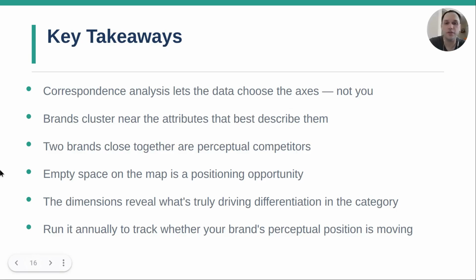Six things to take with you. Correspondence analysis lets the data choose the axes rather than you choosing them, which means it reveals the actual structure of your market rather than confirming your assumptions about it. Brands cluster near the attributes that best describe them. Proximity means association. Two brands sitting close together are perceptual competitors, regardless of their actual product differences. Empty space on the map is a positioning opportunity, unclaimed perceptual territory that the right brand could move into.